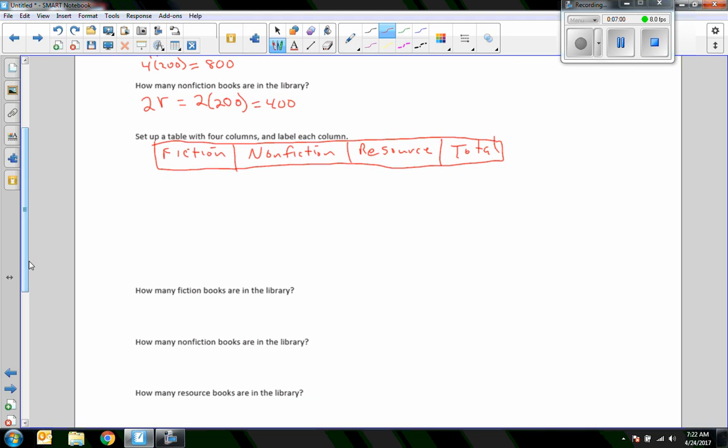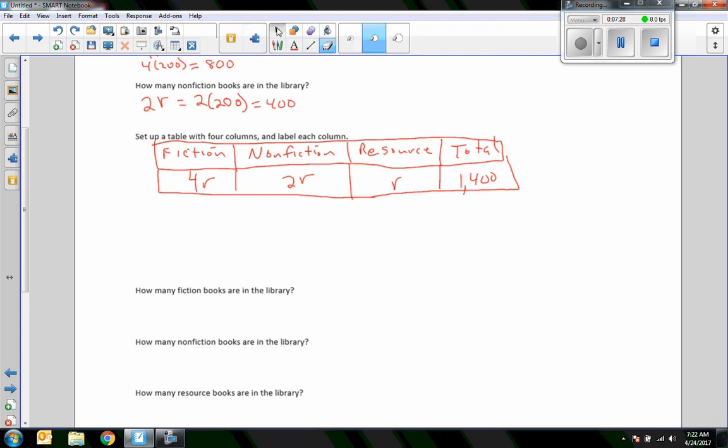So here's our table starting with fiction book, nonfiction, resource, and total. And then it says to continue this, we would then fill in our table. We know that's 1,400. We know that fiction was 4R. We know that nonfiction was 2R. And resource was R.